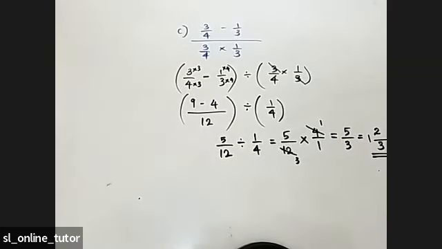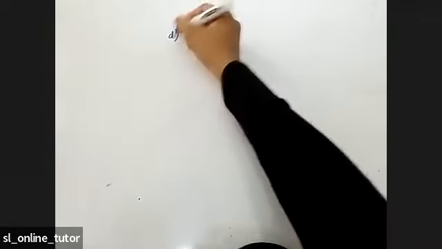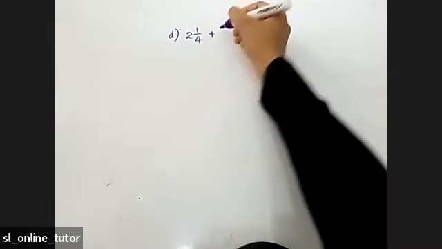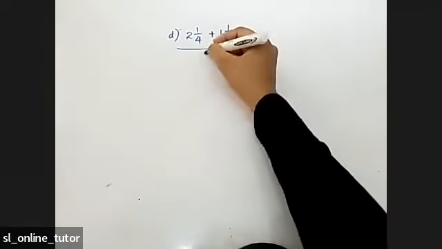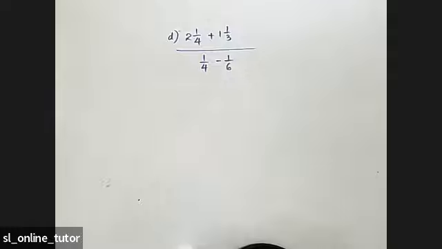Right. So now we'll go to the D part. D part is also related to this. In a complicated way they have given the question, but the question is not complicated. So let's go to the question now. Right. D. Look at the board: 2 1 upon 4 plus 1 1 upon 3, divided by 1 upon 4 minus 1 upon 6. See, it looks complicated, but the question isn't complicated.